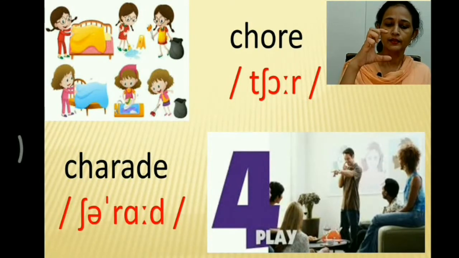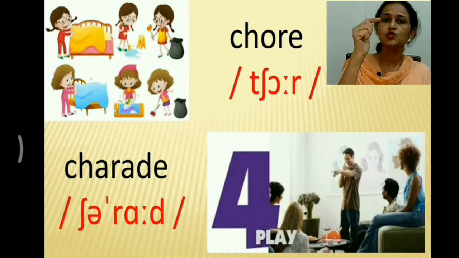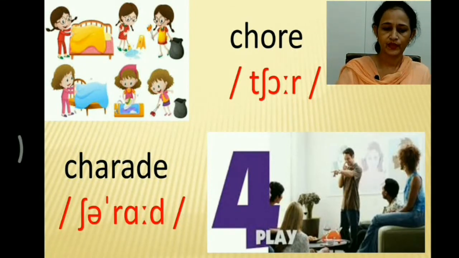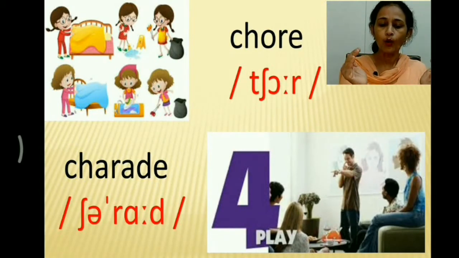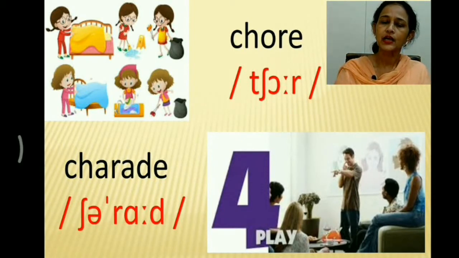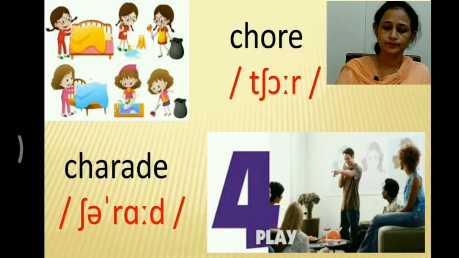The second one, the inverted C with two dots, has the sound O. And the third one that looks like R has the sound R. When you combine all these sounds together, you get the combined sound ch, o, r, chore. So C-H-O-R-E is pronounced as chore. Here it's clear that C-H has the sound ch.